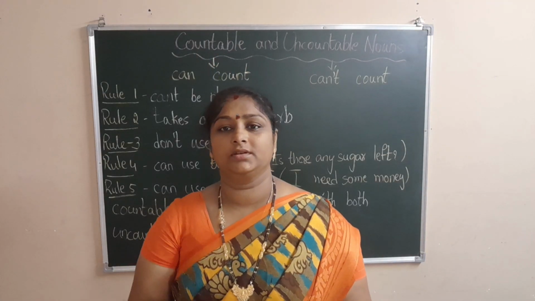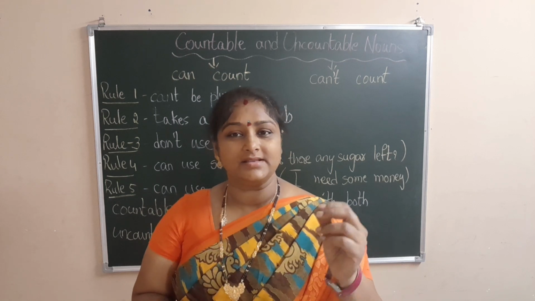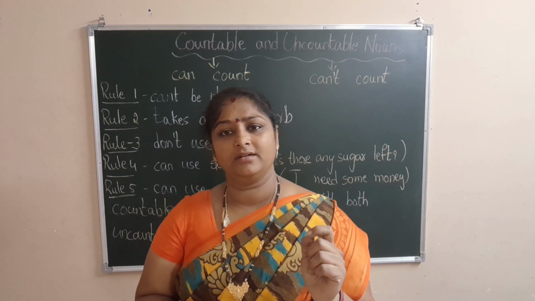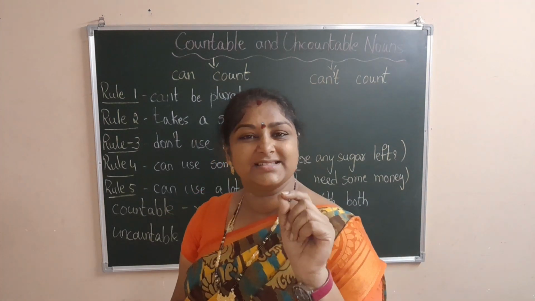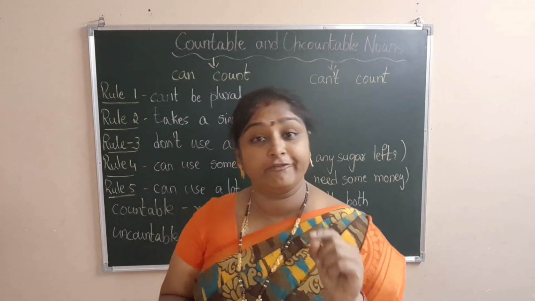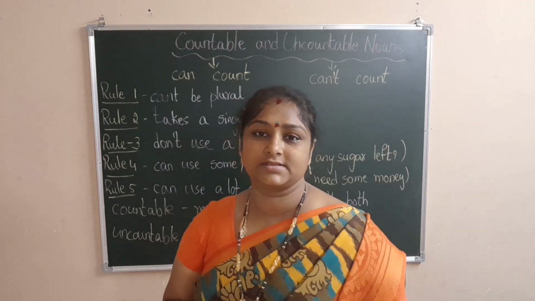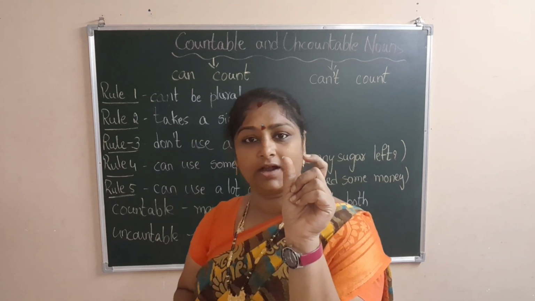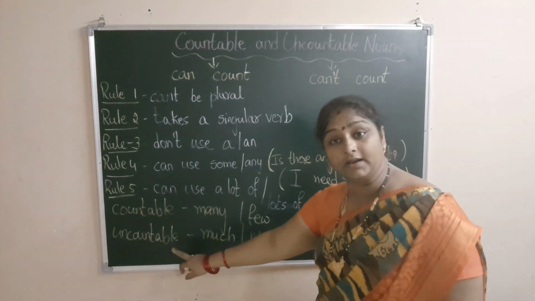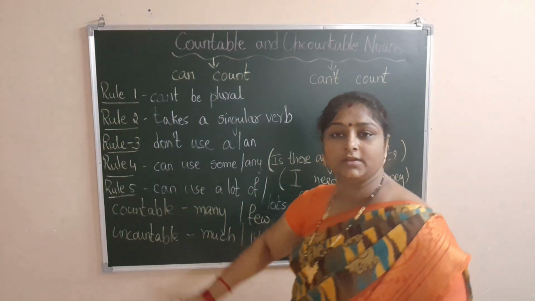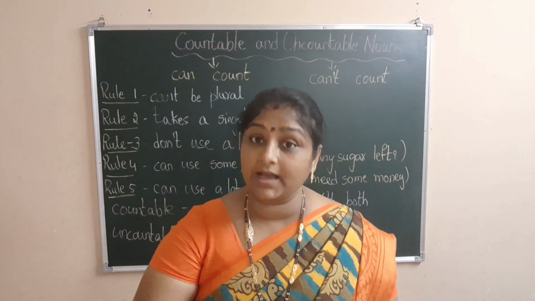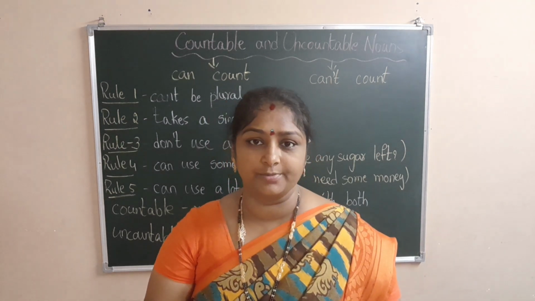We can use both. How can you use both? There isn't much sugar left in my home, but there are many potatoes. There is a little money in my pocket. I don't have much money, but there are a few coins in my box. Few coins. Coins we can count, right? How many coins are there? 1 coin, 2 coins, 3 coins, like that we can count. Little we will use with uncountable and few will use with countable, isn't it? Same way, abstract nouns are often uncountable and even the collective nouns are also uncountable.